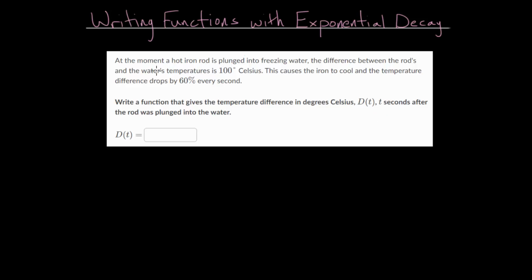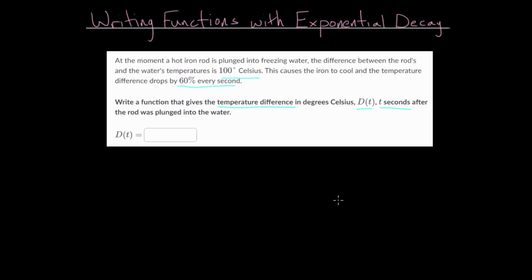So at the moment, a hot iron rod is plunged into freezing water. The difference between the rod's and the water's temperatures is 100 degrees Celsius. This causes the iron to cool and the temperature difference drops by 60% every second. Write a function that gives the temperature difference in degrees Celsius, which we'll call d of t, t seconds after the rod was plunged into the water. So we need to come up with a formula here for this function.